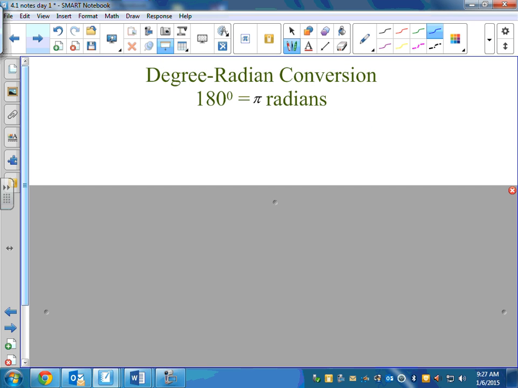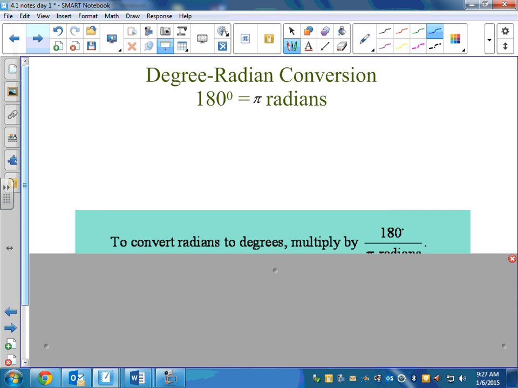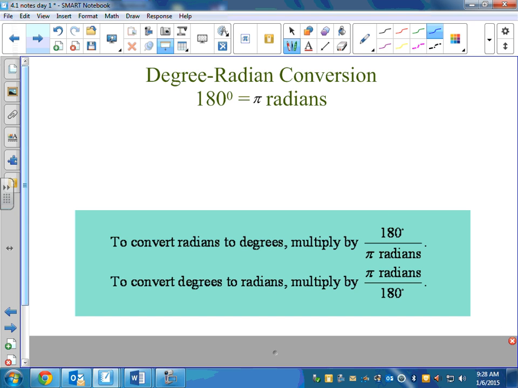I said degree radian conversion. We know 180 degrees is equal to pi radians. Your book actually gives you a formula, which I think is silly. I'm going to show you how you can just think about it. It says if you want to convert radians to degrees, you multiply by 180 degrees over pi radians. They wrote radians there just because we're new to this.